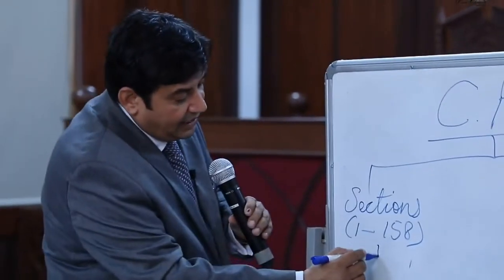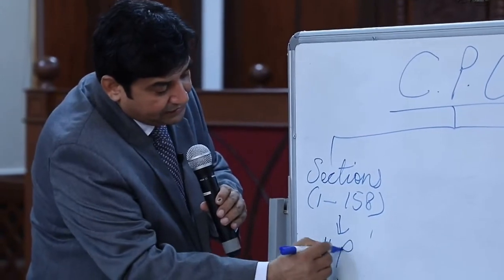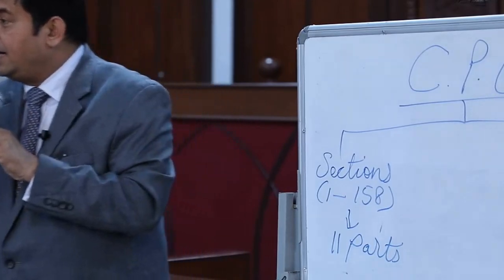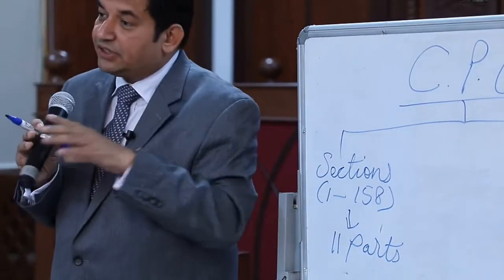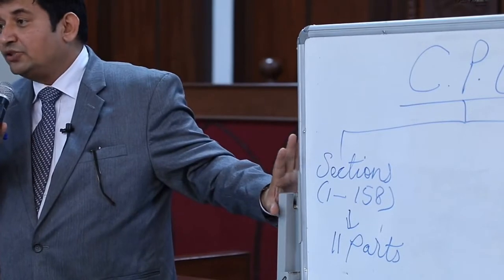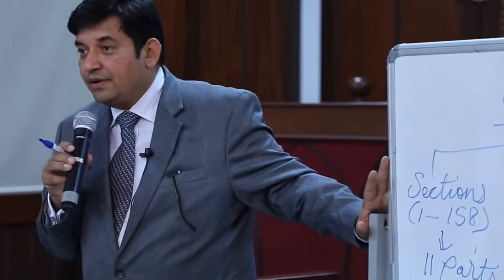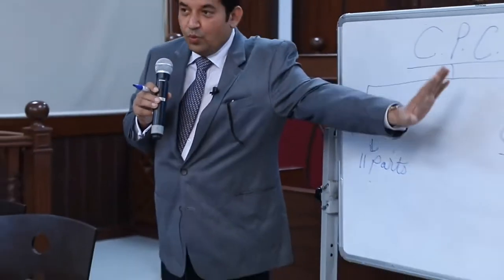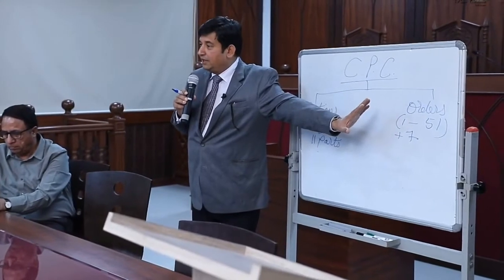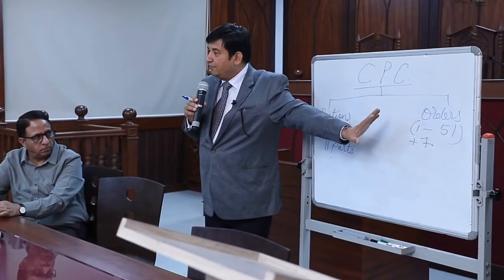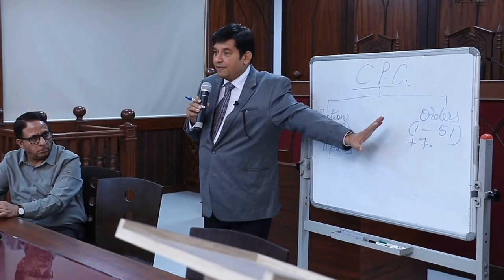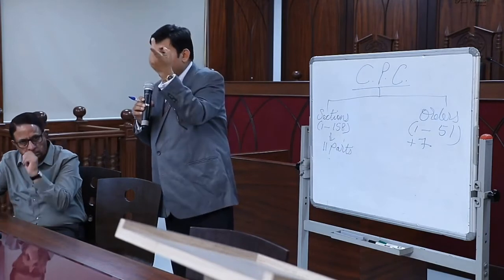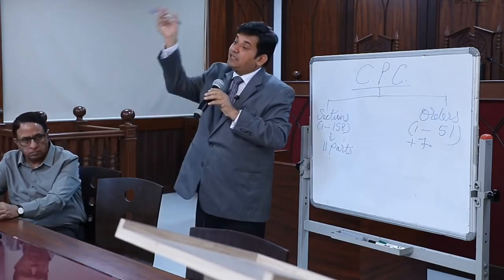Under the sections there are 11 parts. These sections have been classified under 11 parts. And we are just talking about Part 1, that is suits in general. Got it? Now suits in general, in conjunction with seeing the orders: Order 1, parties to the suit; Order 2, frame of the suit. If you have notebooks, make notes, otherwise you would not be able to connect. And then make notes in the CPC also.